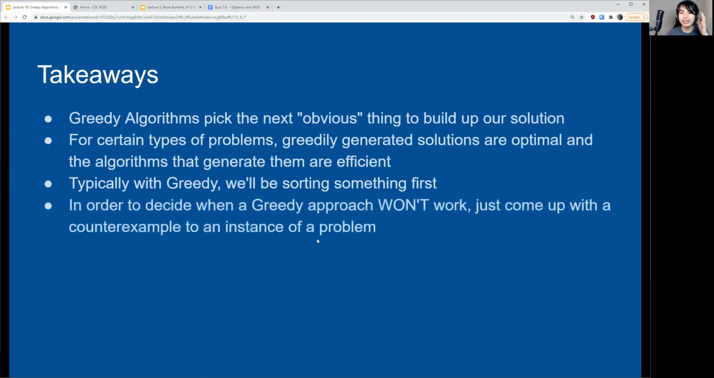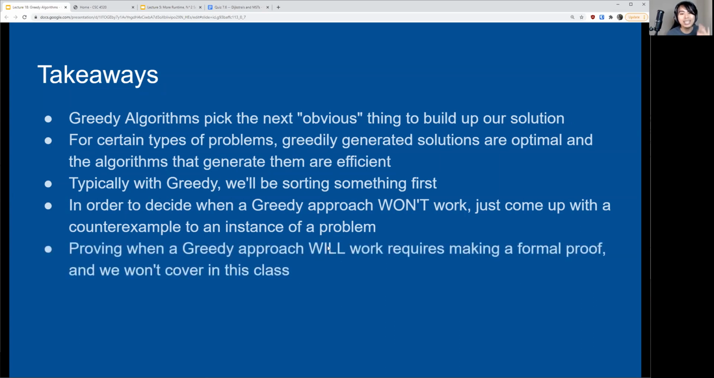And in order to decide when greedy won't work, all you have to do is pick a counterexample. So find a greedy algorithm and then prove that it doesn't work by finding the example where it breaks down. And proving when a greedy approach will work requires making a formal proof, which we're not going to do in this class. Because I want you to focus on other things. I want you to focus more on the programming than the theory, right? So general intuitive sketches for that sort of problem will be fine.